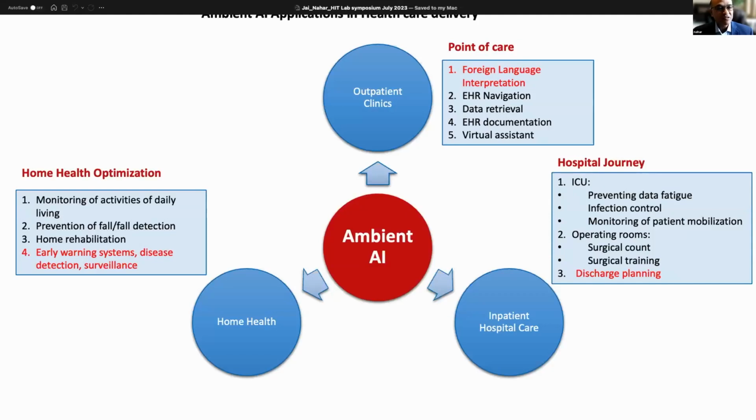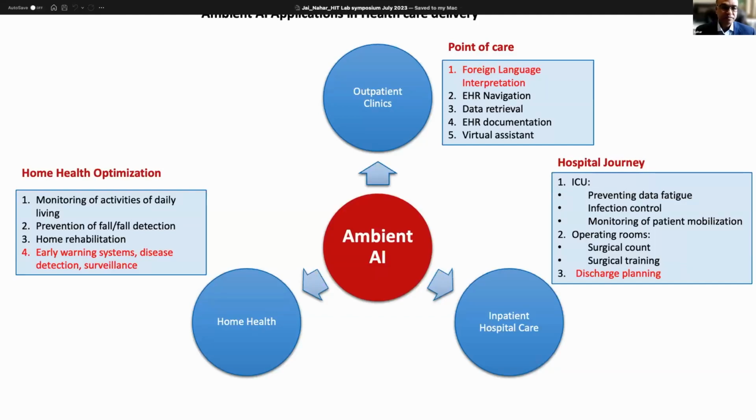Next in the upcoming field, also very important, is early warning systems and disease detection and surveillance. There has been work going on in Parkinson's and other diseases in which, again, patients who do not have access to the care or who are at risk can be detected by the use of ambient sensors, and that can help in actually improving the health equity and their health outcomes.